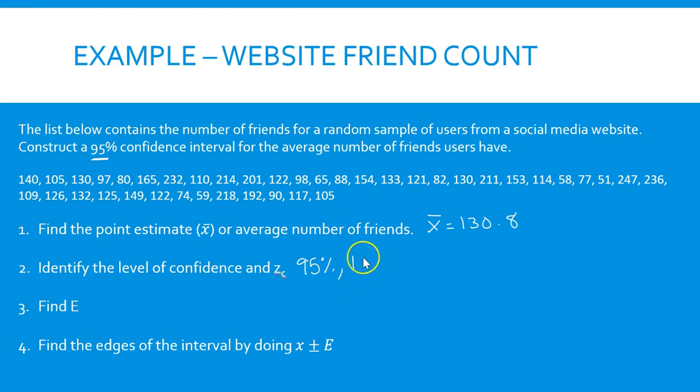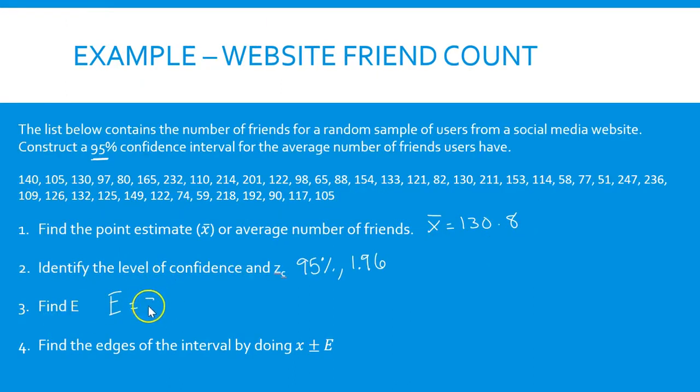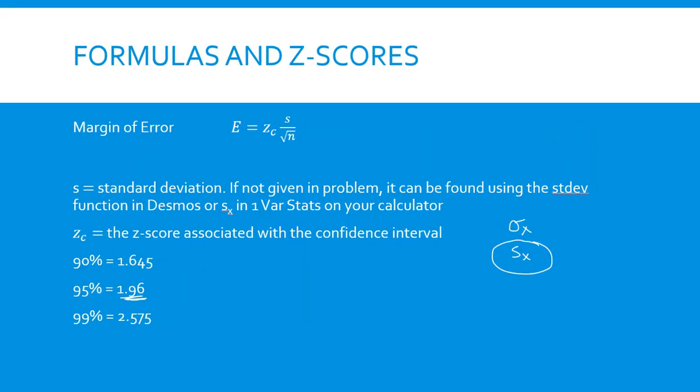All right, so Z is 1.96. All right, so margin of error, we're going to use that formula. So the formula for margin of error is right here, okay? Z sub C times S over the square root of N. Make sure I got that right. Okay.